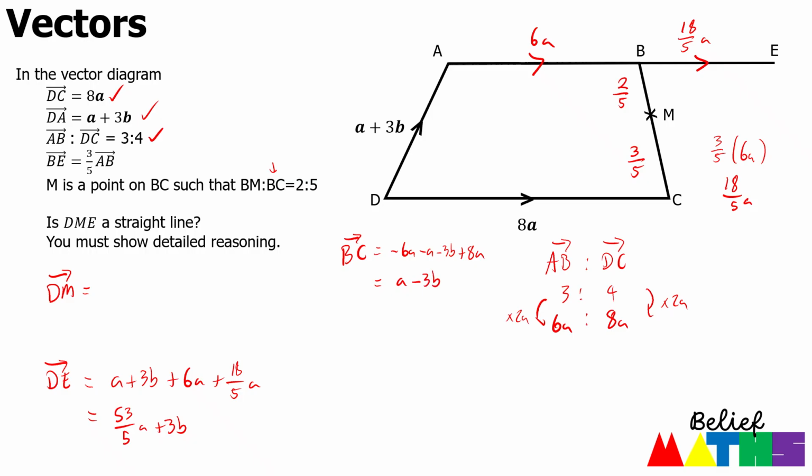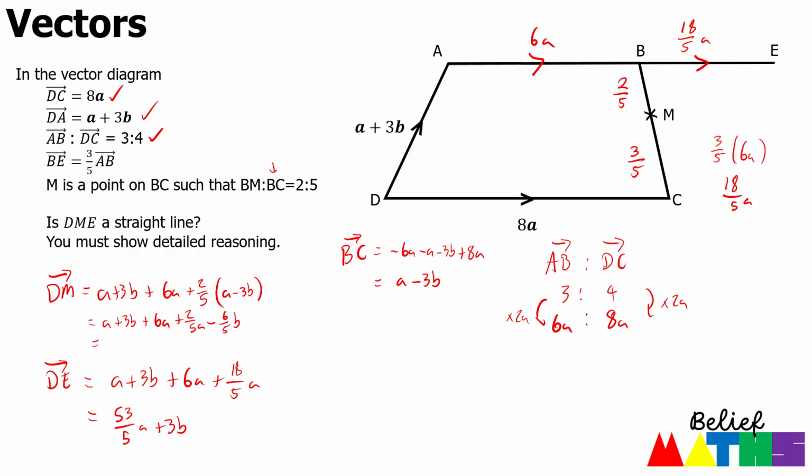And now to find DM, we're going to do A plus 3B, plus we're going to go AB, which is 6A, and then we're going to do 2/5 of that vector we just found, BC, A minus 3B. Let's expand that first. So A plus 3B plus 6A plus 2/5 of A minus 6 over 5B.